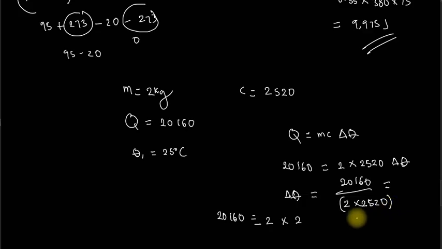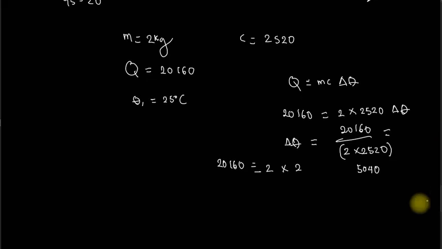So 2 times 2520 is what? 5040. So we are dividing 20,160 over 5040, and that's going to give us 4 on the dot. So our change in temperature is 4 degrees Kelvin or Celsius. Anyone? 4 degrees Celsius.